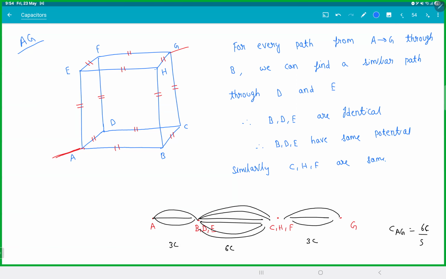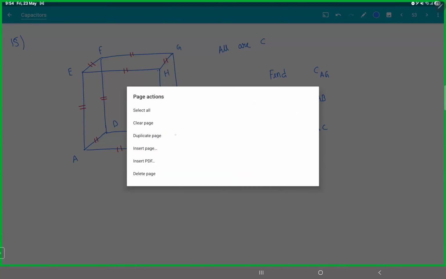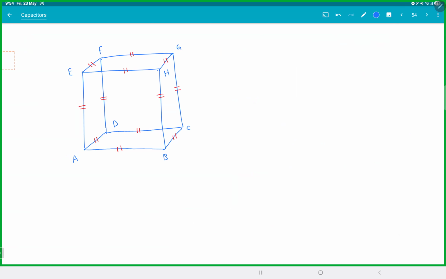Let's see. So when you go from A to B, you can go directly from A to B. Chalo, that is useless. You can go AD, CB, or you can go AE, HB, isn't it? One is on the floor and one is on the wall. Aren't these two paths identical? So by symmetry, you can clearly see ADCG and AEHG are the same.